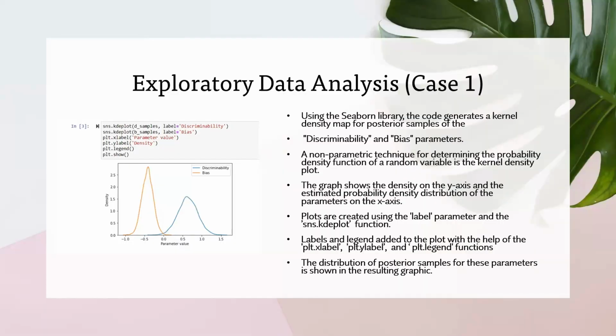Using Seaborn, the script generates kernel density plots for samples of discriminability and bias parameters, illustrating their probability density distributions. Labels, legends, and axis information are added for clarity.